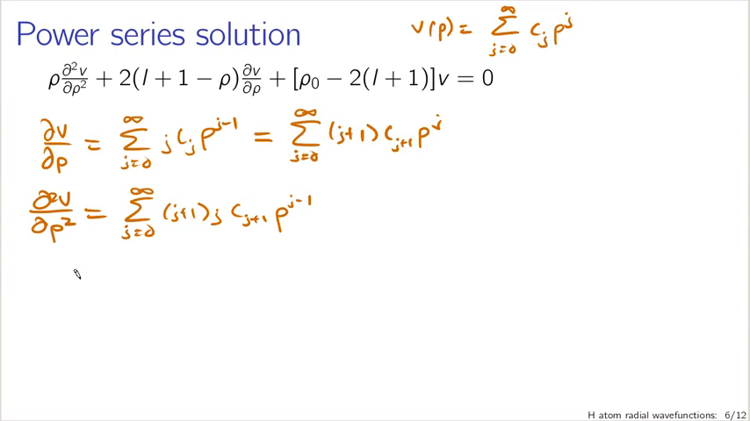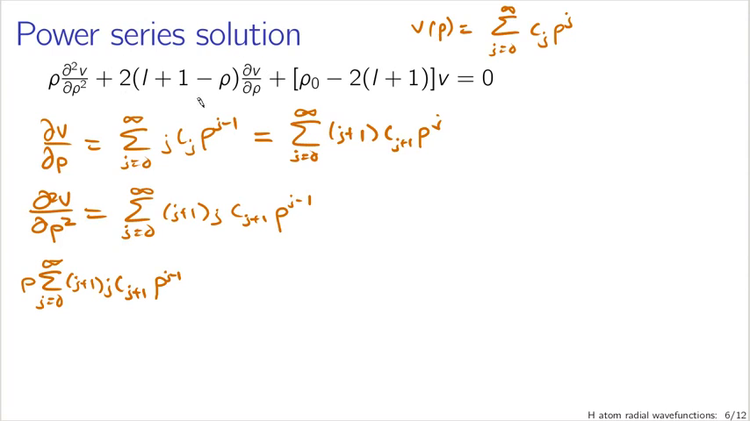So let's actually see how that works out. My left-hand side of this power series expression now becomes rho times my second derivative of v with respect to rho, which is a sum, j goes from 0 to infinity, of j plus 1 times j times c sub j plus 1 times rho to the j minus 1. Just copying this expression for the second derivative in.